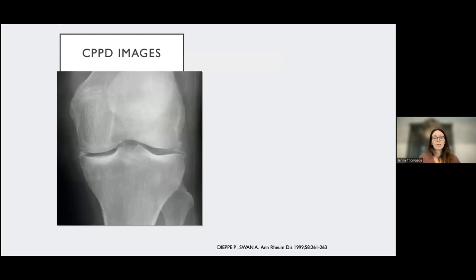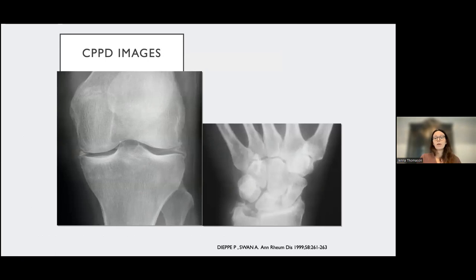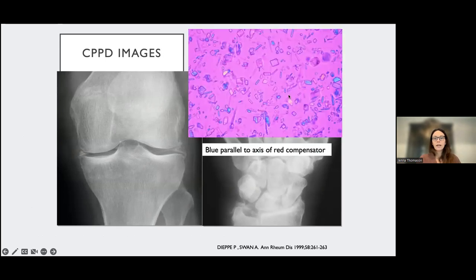So these are a couple images in CPPD. This is a knee where you can see some layering of calcium. And again, this patient could have CPPD acute flares, or they could just have chondrocalcinosis in association with their arthritis. There's more calcium in here. Again, they're classically called rhomboid shaped crystals that are positively birefringent.